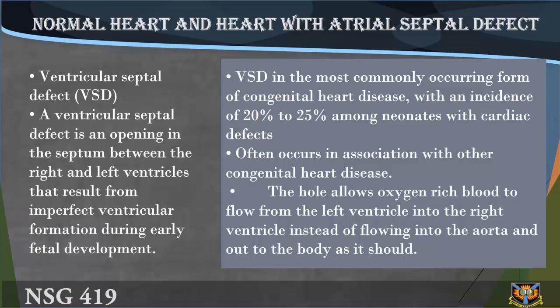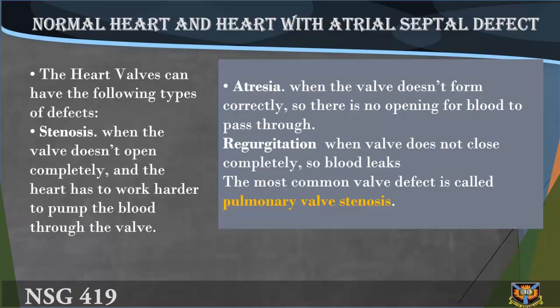Narrowed valves. Simple congenital heart defects also can involve the heart valves, which control the flow of blood from the atria to the ventricles and from the ventricles into the two large arteries connected to the heart, the aorta and the pulmonary artery. Valves can have the following types of defects. Stenosis. This is when the valve doesn't open completely and the heart has to work harder to pump the blood through the valve. Atresia. This is when the valve doesn't form correctly, so there is no opening for the blood to pass through.